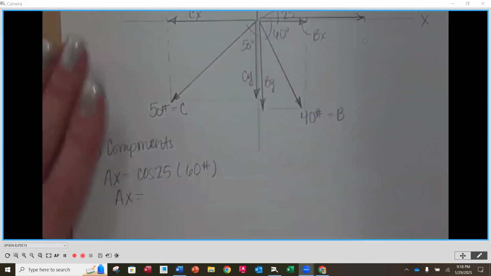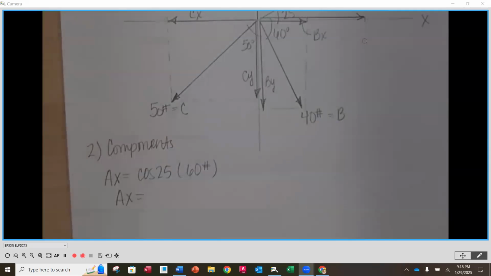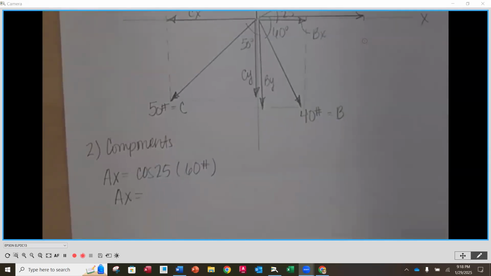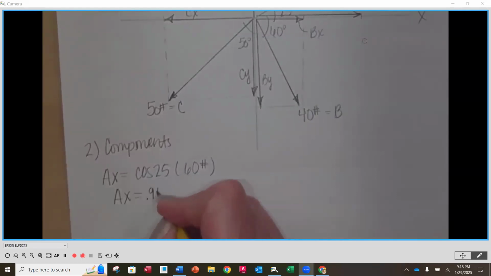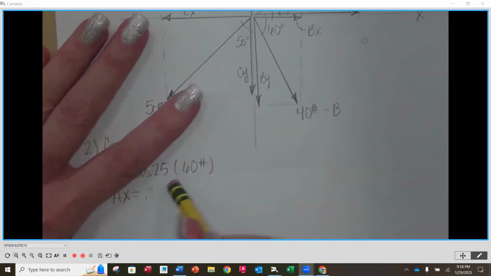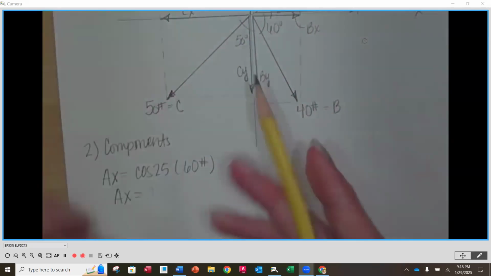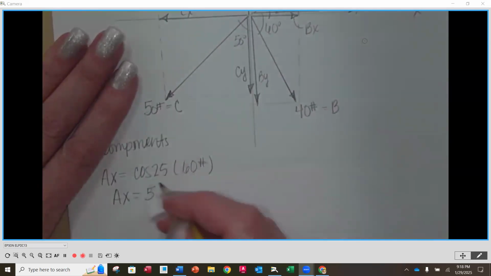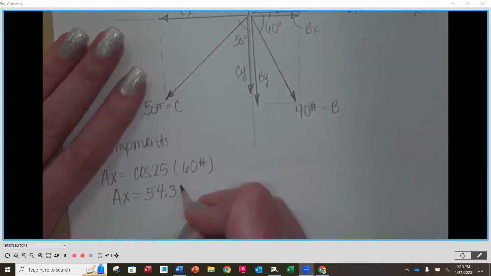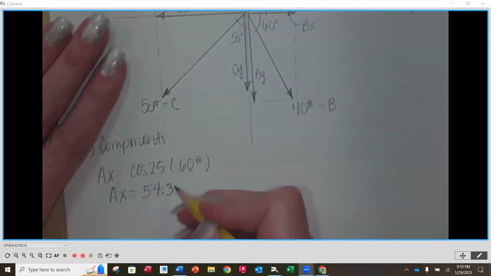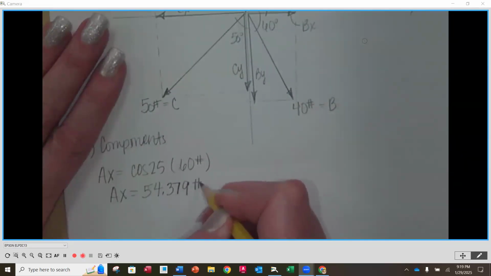Okay. So that means my AX is going to be cosine 25, so 0.9063 times 60. So a total of, we'll multiply those two together, 54.379. I'm going to hold 3 decimal places, and that's going to be pounds.